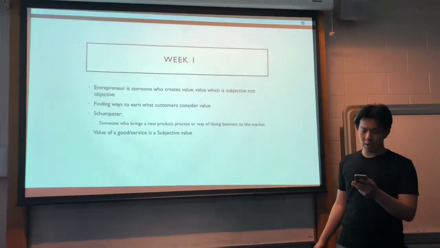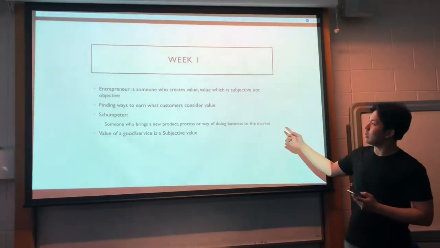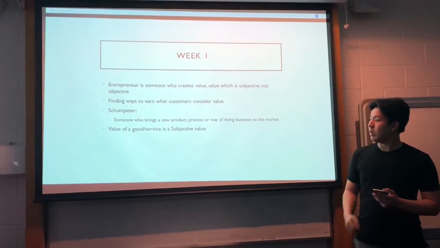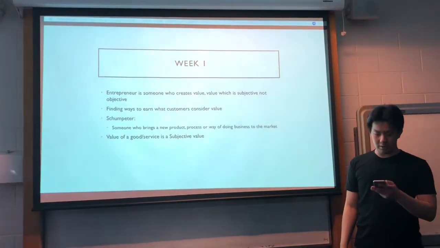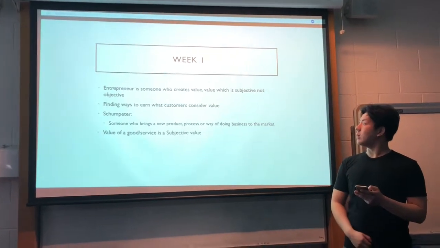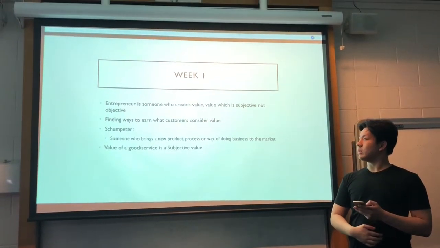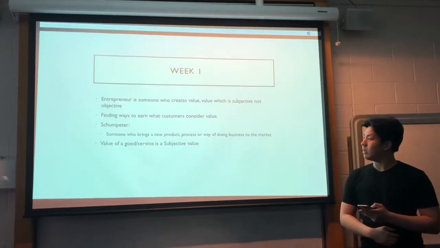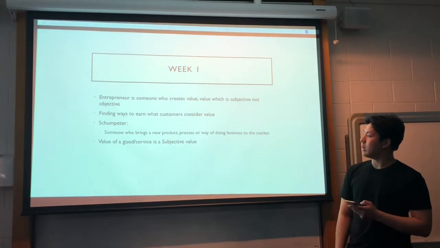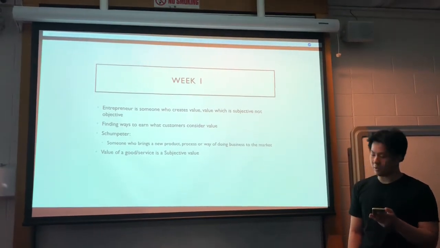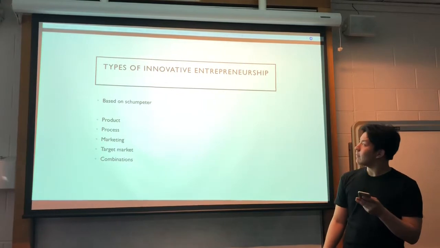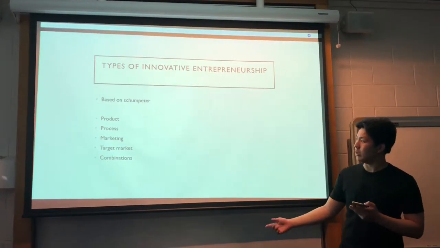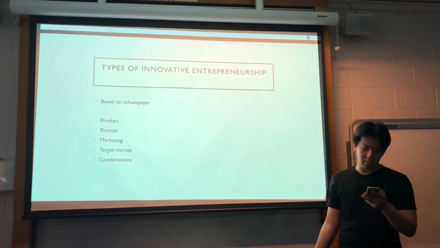In week 1, we learned the definition of entrepreneur as someone who creates value. Value is subjective, not objective. The value of a good or service is a subjective value. An entrepreneur is someone who finds ways to earn what customers consider value. Schumpeter defined an entrepreneur as someone who brings a new product, process, or way of doing business to the market. There are different types of innovative entrepreneurship based on Schumpeter: product, process, marketing, target market, and combinations.